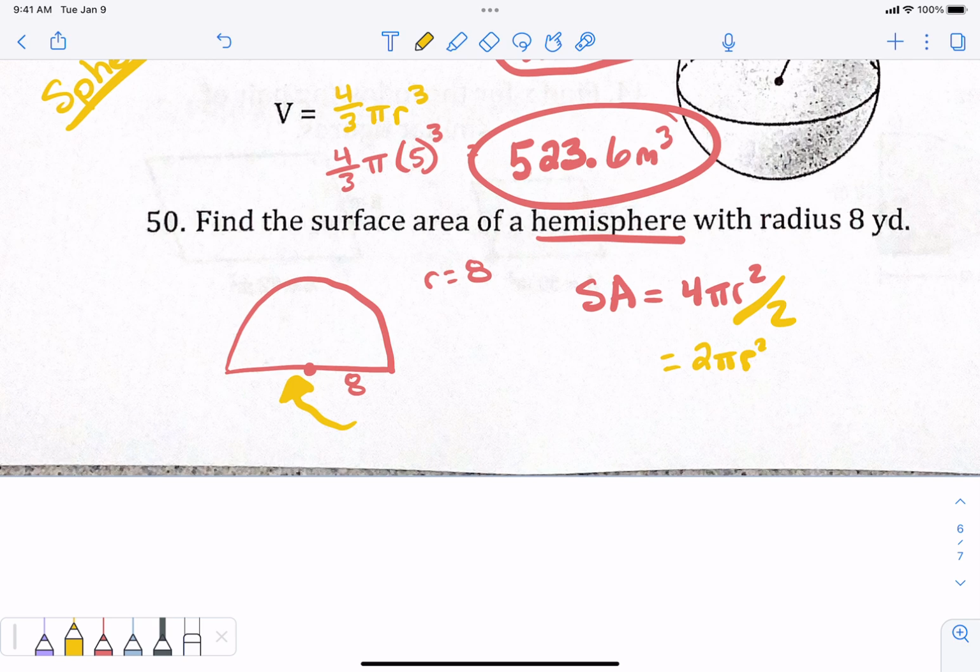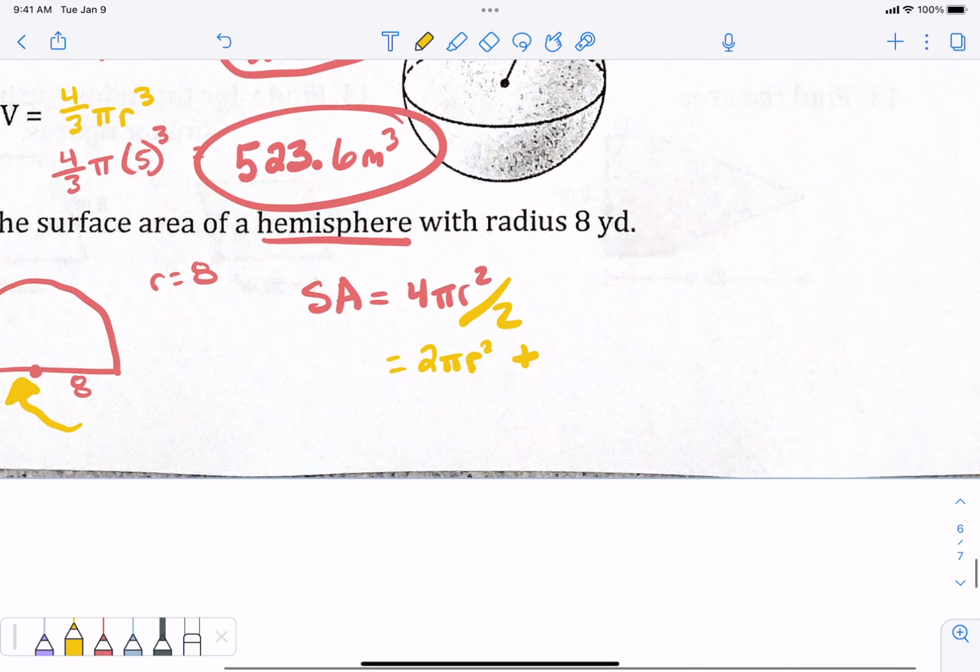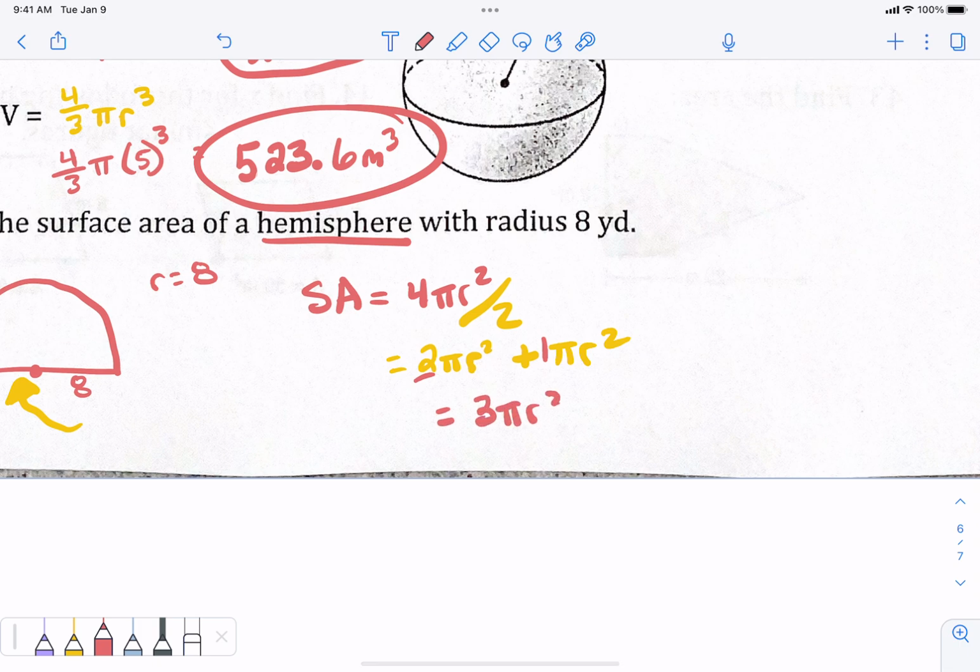And what's the area of a circle? How do you find the area of a circle? Pi r squared, right? Okay. So what's 2 pi r squared plus pi r squared? Think about this as 2 pi r squared plus 1 pi r squared. 3 pi r squared. So if you are doing surface area of a hemisphere, it's 3 pi r squared.